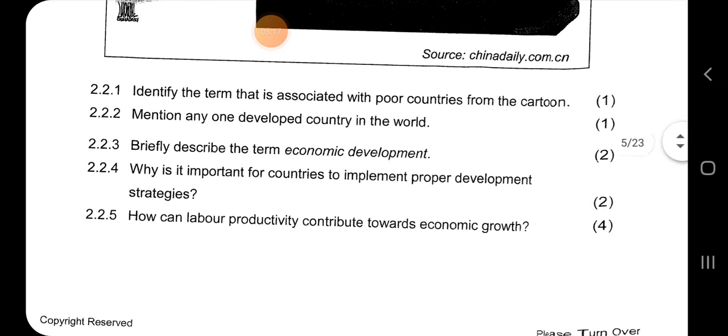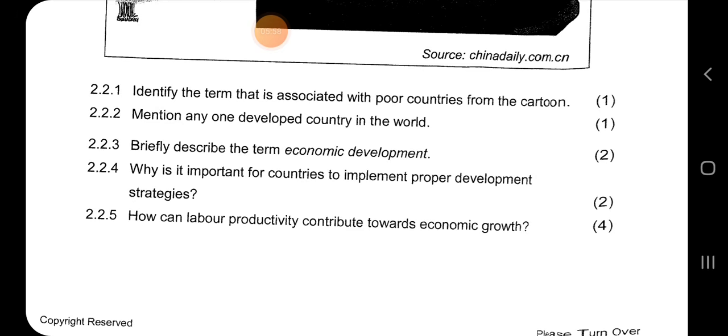And then 2.2.2 says, mention any two developed countries in the world. Countries which are regarded as first class countries are the ones that are developed. All the other small countries, like African countries, look up to these countries, like France, Germany, every country in Europe, the UK, and America. America specifically, not the entire America, because we know we have North and South America. So you look at Canada, and you look at the United States of America.